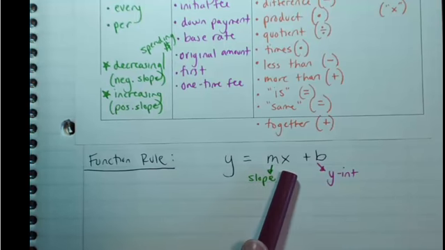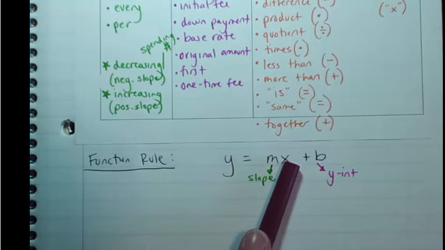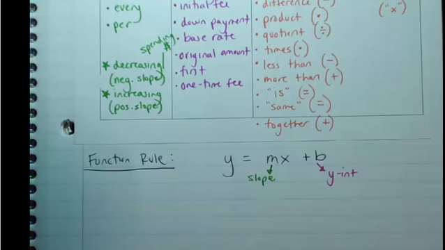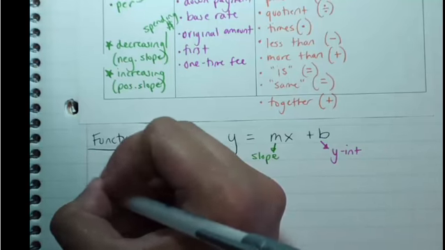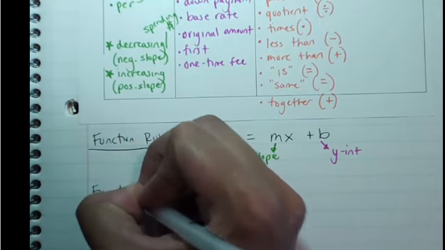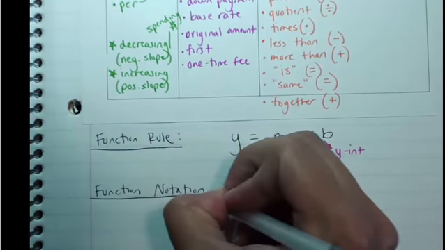Again, x is the input or the domain. Y's are the outputs or the range. We plug in the x value to figure out the y value. Okay, so we want to write everything into this type of function for right now. You're going to learn other function rules later on this year, but for right now we're doing linear function rules. Y equals mx plus b for the most part. Okay, another word that you're going to hear is function notation. And we discussed that yesterday a little bit.